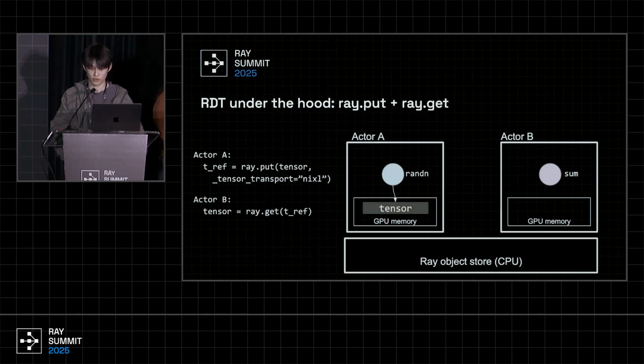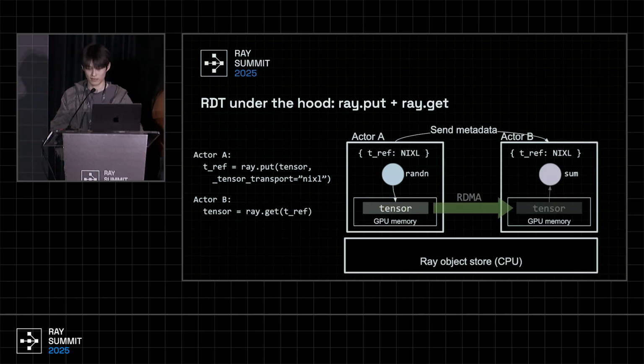Then it will try to run GC for actor A to GC the primary copy. And for the ray.put and ray.get, it's very similar to the previous example. When actor A runs the function random, it will extract and register the tensors into GPU memory. And then we will get the reference, and it will send the metadata to actor B. When actor B tries to run ray.get, it will initiate the RDMA transfer from actor A to actor B, and then actor B can get the data.